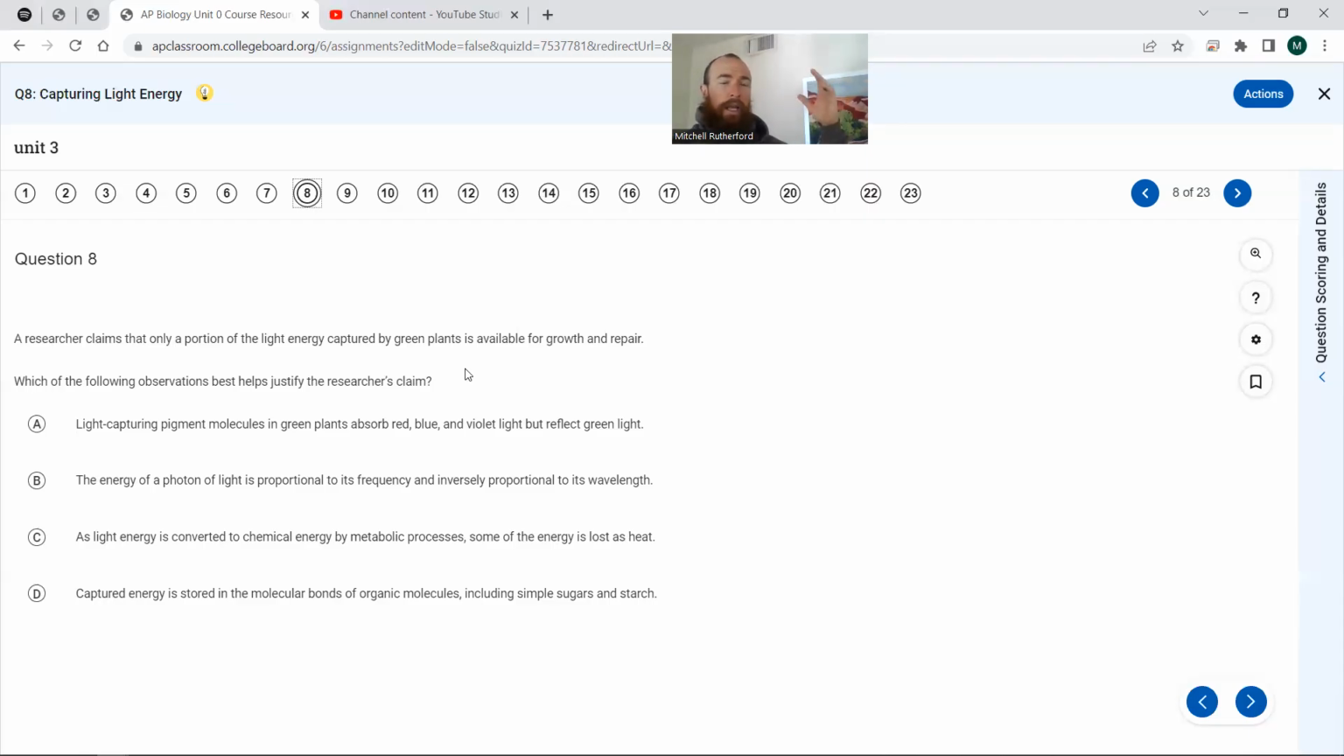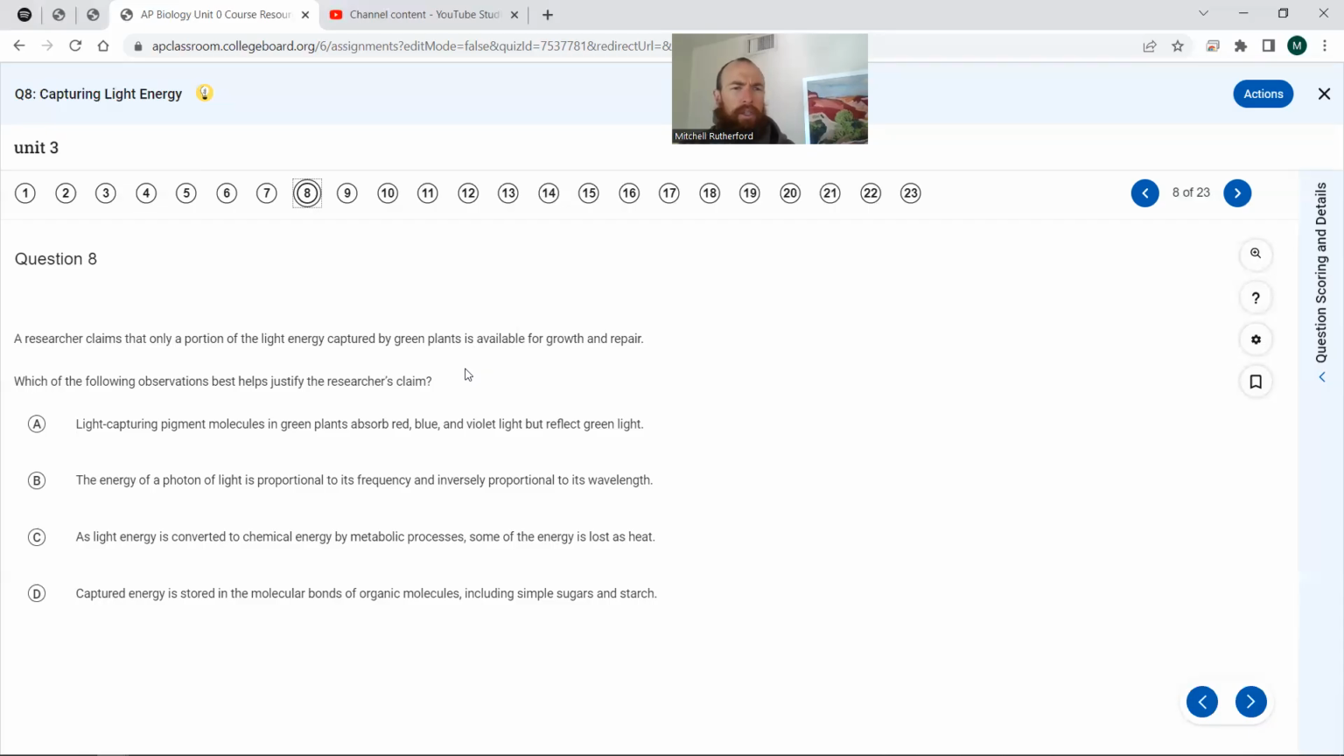Okay, now another researcher claim. You got to be kidding me. Okay, we're getting so good at these. The only portion of the light energy captured is available, that only a portion. Okay, which is true, right? We got Roy G Biv, and the plant reflects the G, which means it's not absorbing G. It is absorbing Roy and Biv.